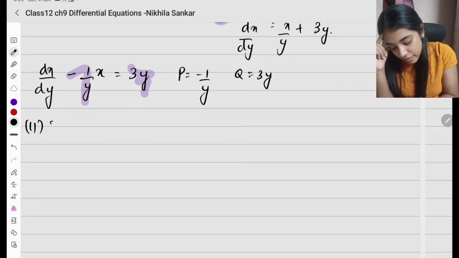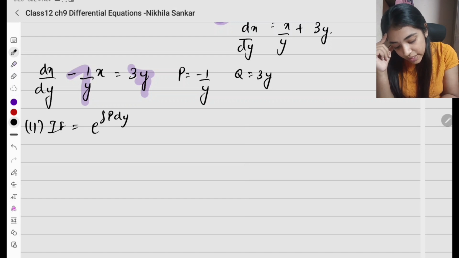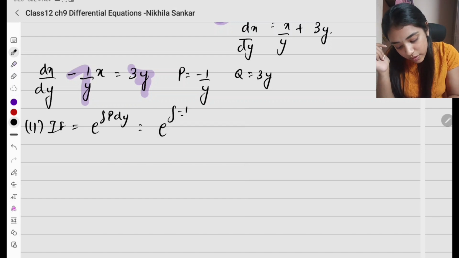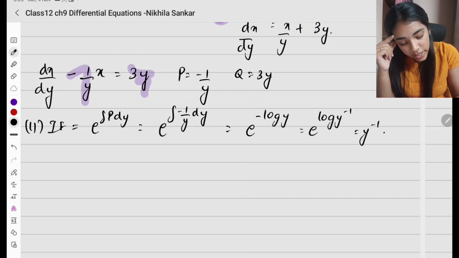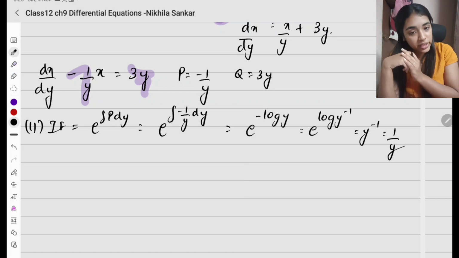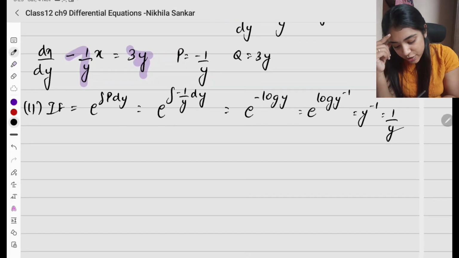What is my second step? Finding the integration factor. So e to the power p dy equals e to the power of integral minus 1 by y dy equals e to the minus log y. So taking the minus up, e to the log y to the minus 1. So this is y to the minus 1, which is 1 by y. Simple. So this is my integration factor.